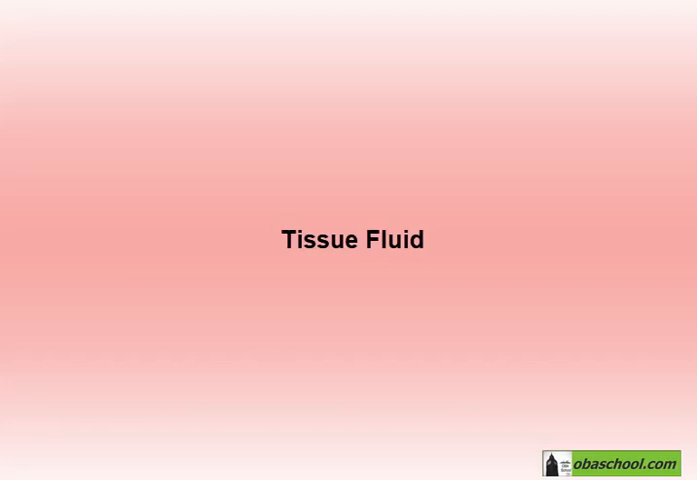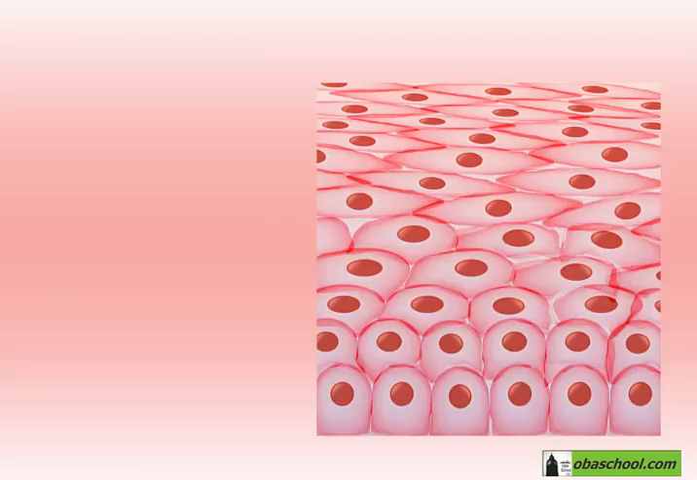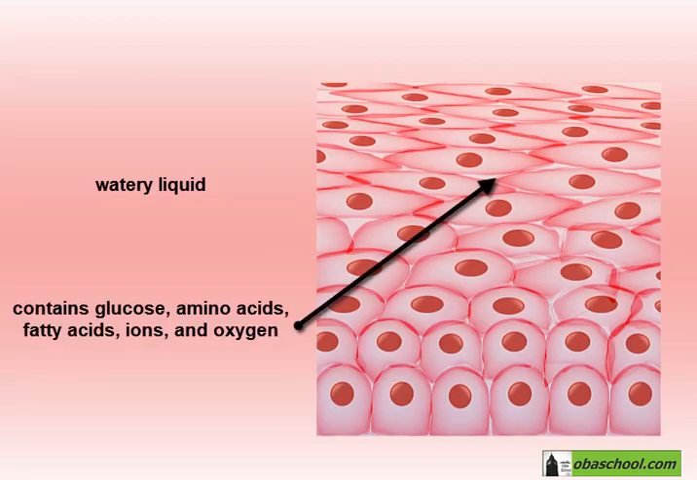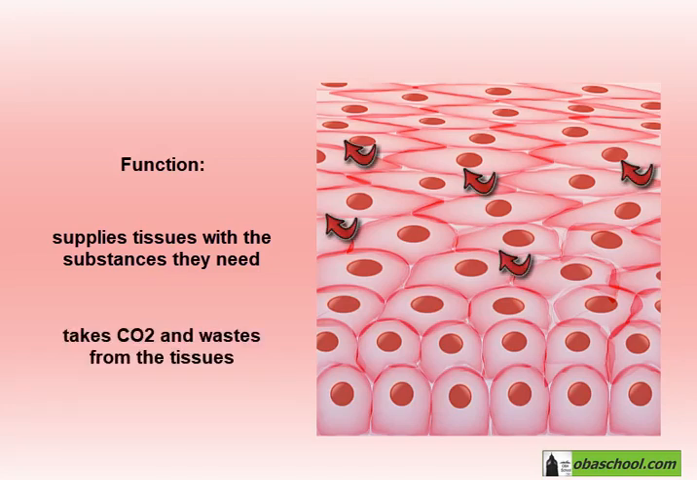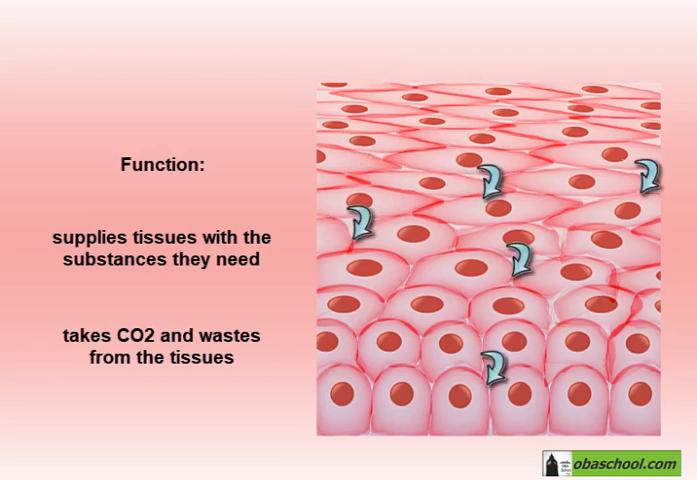We are now going to talk about tissue fluid and how it is formed. So what is tissue fluid? It is a watery liquid containing glucose, amino acids, fatty acids, ions, and oxygen. It supplies the substances that tissues need. In return, it receives carbon dioxide and waste. So it is the means by which materials are exchanged between the blood and the cells.